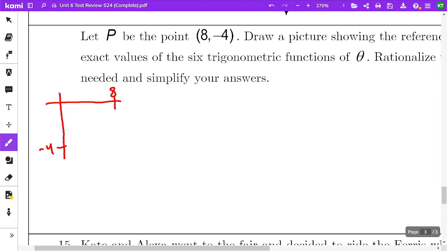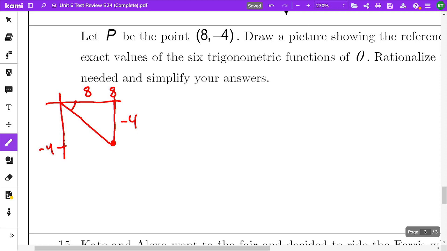That's this point right here. Since we're making a reference angle, we go from here to here, and our reference angle is formed with our x-axis. So I essentially have this triangle here. We go down 4, so our y value on our triangle is going to be -4. Our x value is going to be 8. I can use the Pythagorean theorem to get my hypotenuse.